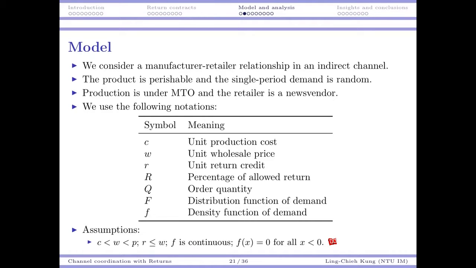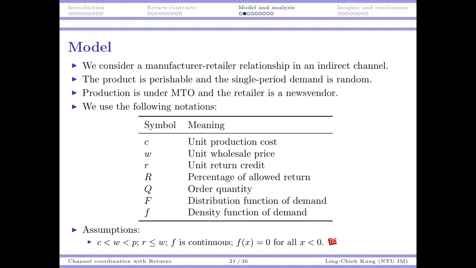We're going to use the following notations in this video. The notations are a little bit different from the paper, but there is a one-to-one mapping, so you should have no difficulty understanding the paper. First is the unit production cost, which is c. Unit wholesale price will be W. Unit return credit and percentage of allowable return are small r and capital R. The retailer is going to choose an order quantity capital Q. And the random demand has capital F and small f as the distribution and density functions.